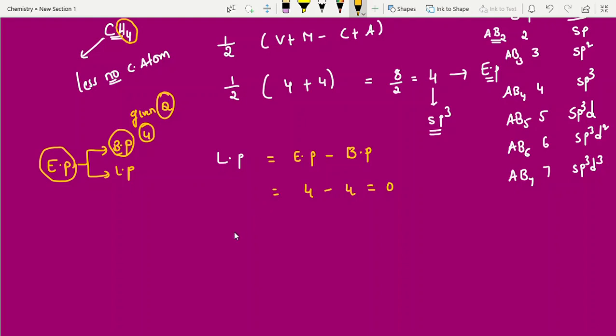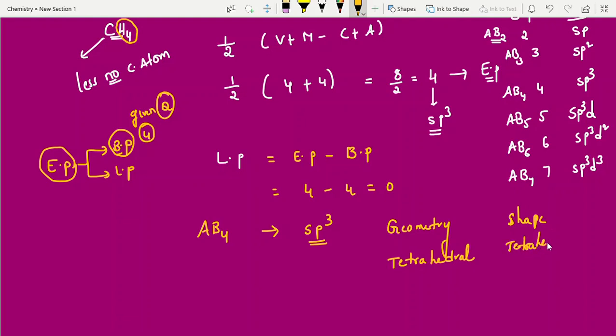Next, 4 minus 4, 0. So I am writing here: AB4 molecule, definitely sp3 hybridization. Its geometry is tetrahedral. It can arrange in a tetrahedral shape, and the shape is also tetrahedral. If any molecule has sp3 hybridization, tetrahedral, and 0 lone pairs, then the bond angle is 109 degrees 28 minutes.